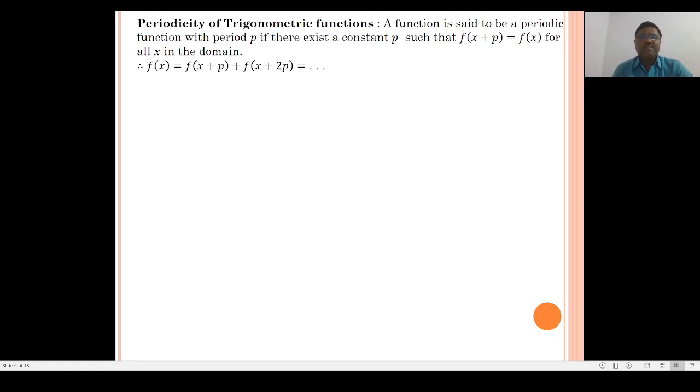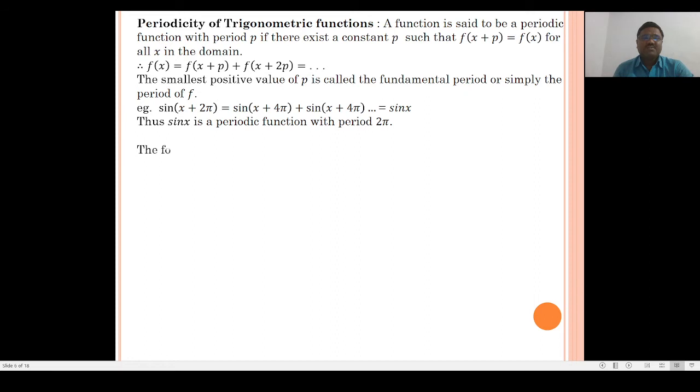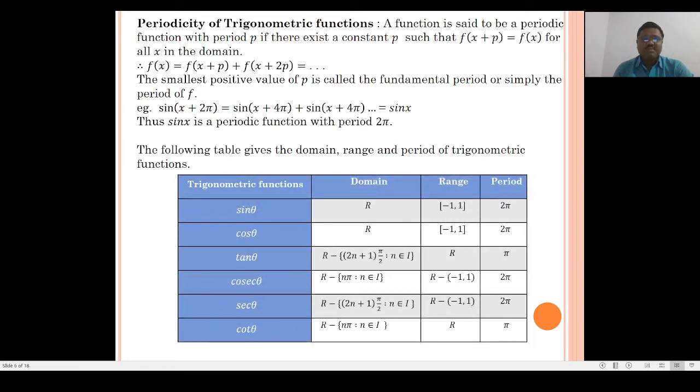This topic, periodicity of trigonometric functions, is not for 11th standard in the year 2021-22. This academic year, this topic is not included in the syllabus. So we see the table tabulated with the domain, range and period on the screen. Sin theta, cos theta, tan theta, cosec theta, sec theta and cot theta, and their domain and range are in this given table.